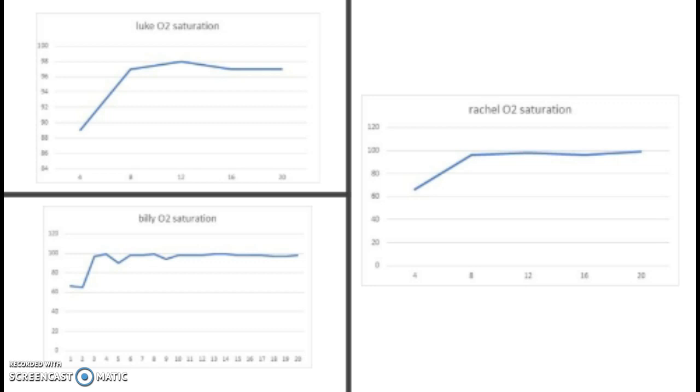The fact that there was so little change in this section shows that this section is where Luke's O2 saturation is attempting to plateau. Then there is a plateau till the end of exercise once the body is adjusted to the new demands of exercise.